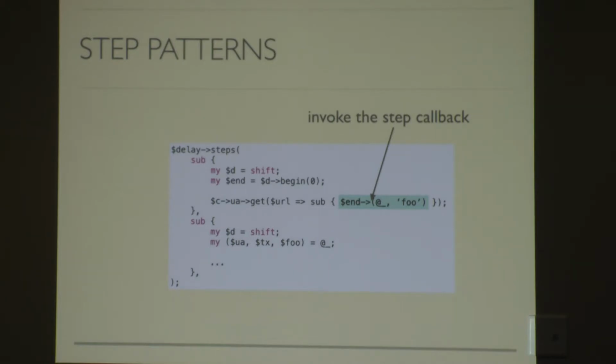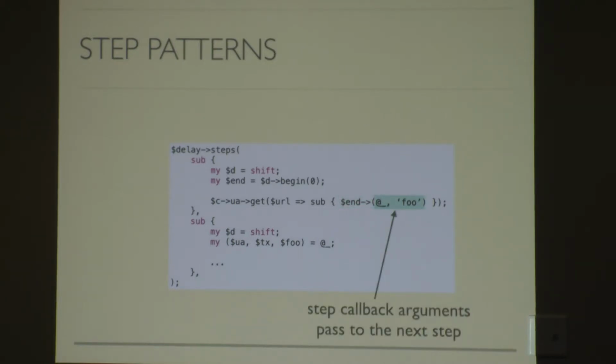The step callback arguments here get passed to the next step. So we get the @_ contains user agent, transaction, because that's what get passes to its callback. So we are that callback now, and so we get all that stuff.